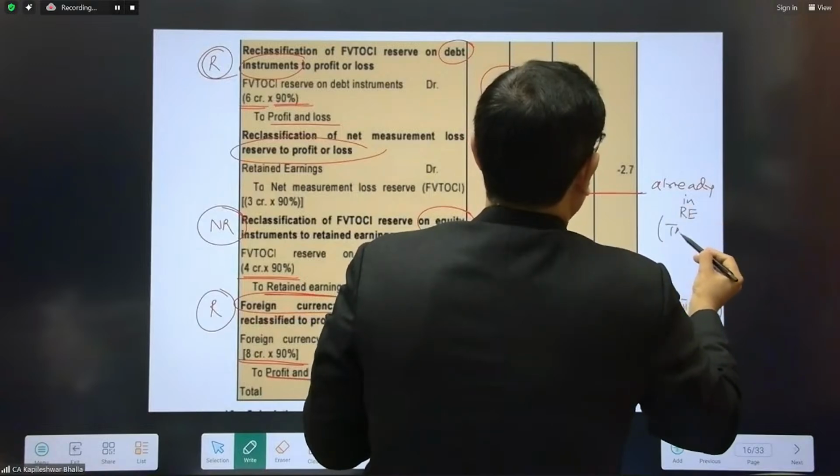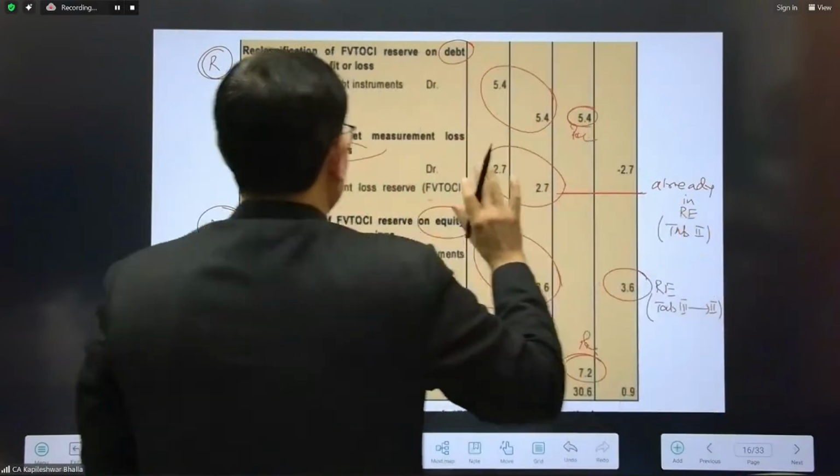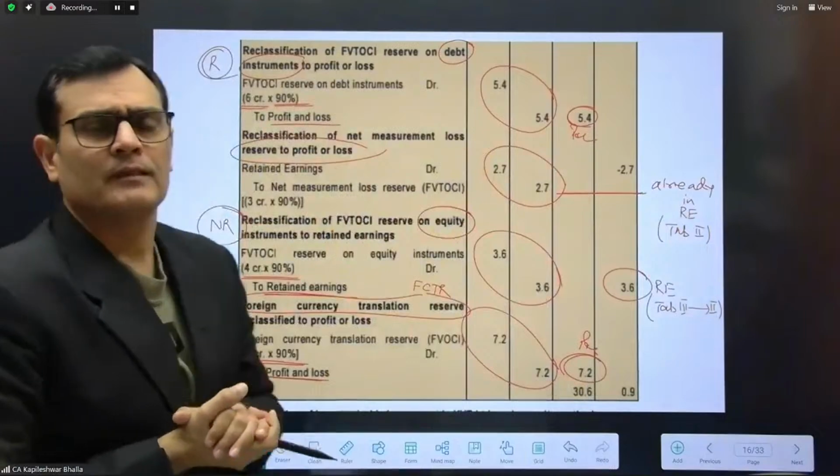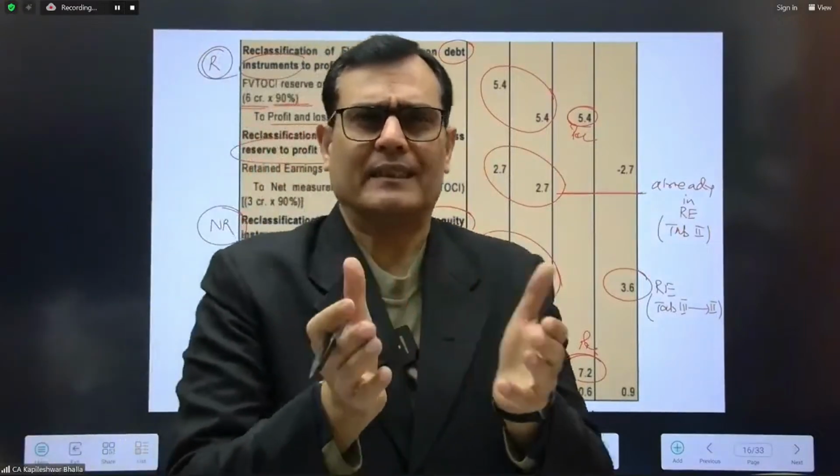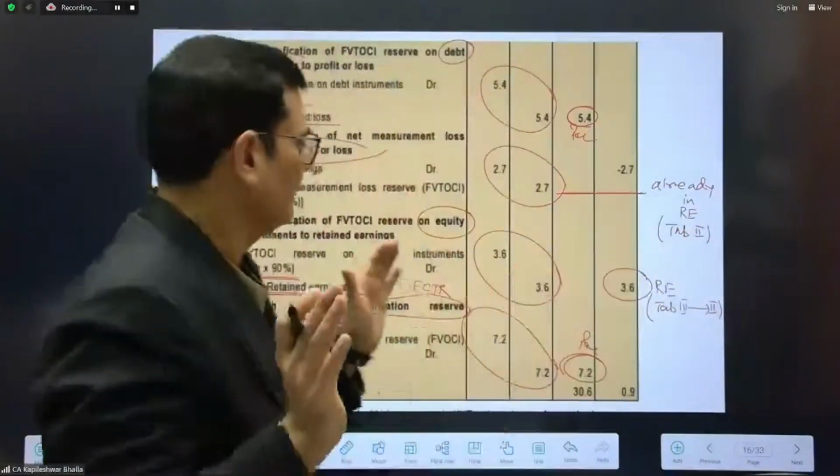It is already in tab number 2. So I don't need to do practically anything at this stage, because it is already a part. So I would say technically no entry is required to be done.